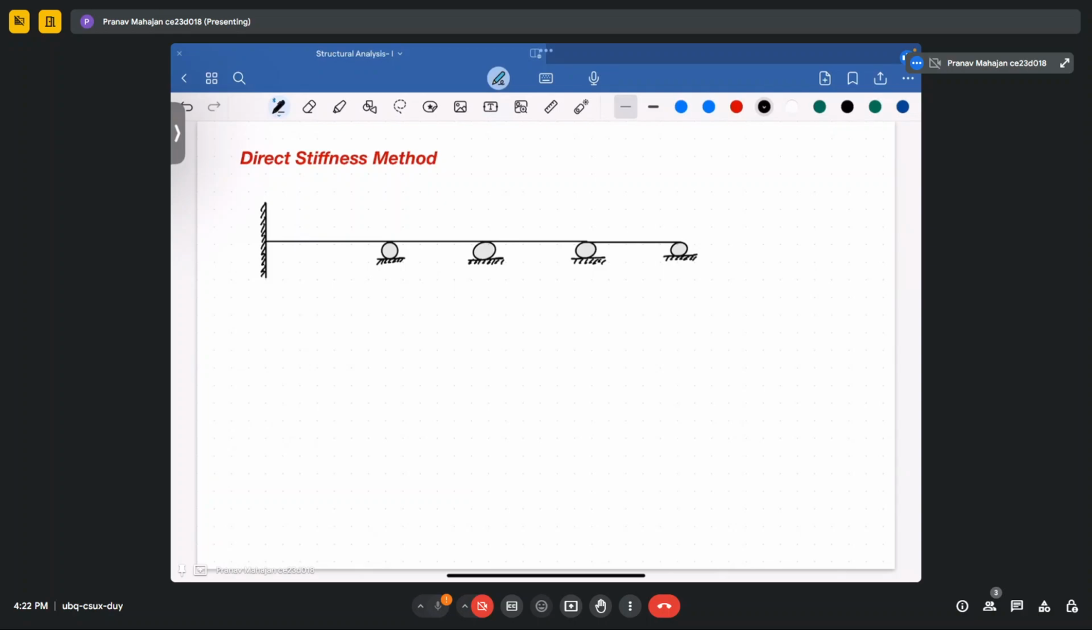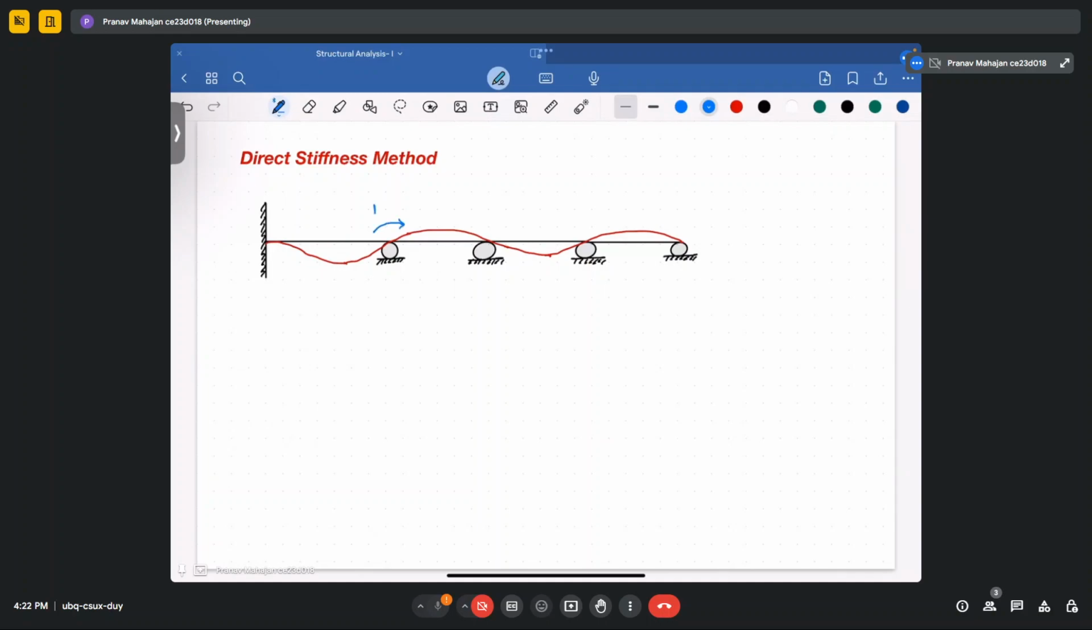In this, how does the deflection profile look like? So its deflection profile will look like this. So this is how the deflection profile of the beam will look when it is subjected to different loadings. Okay, so in this case, your forces will be developed.